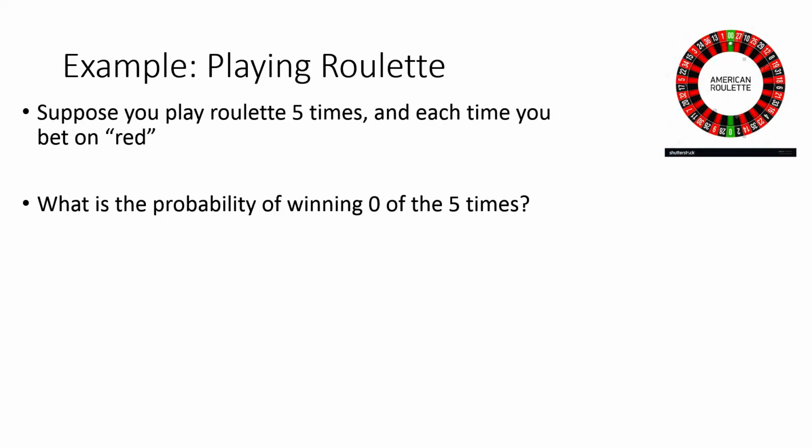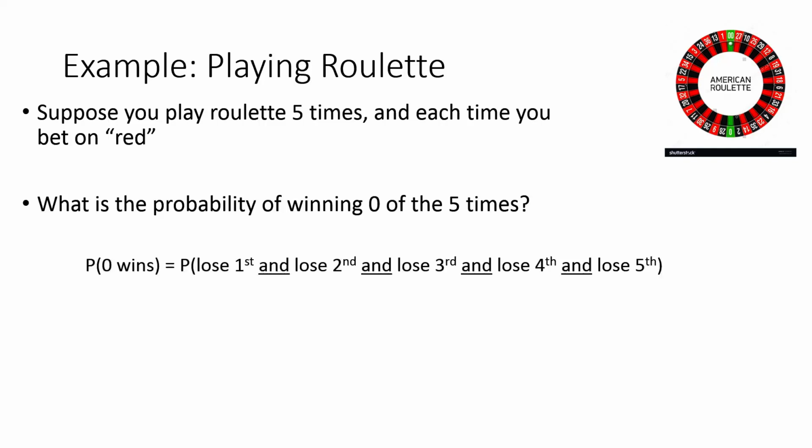So let's say that you're going to play this 5 times, and you're going to bet on red each time. I want to know what's the probability that you win none of those 5 times. So we have some experience with probability. Winning no times, so the probability of 0 wins, would be the probability that you lose your first, you lose your second, you lose your third, you lose your fourth, and you lose your fifth as well.